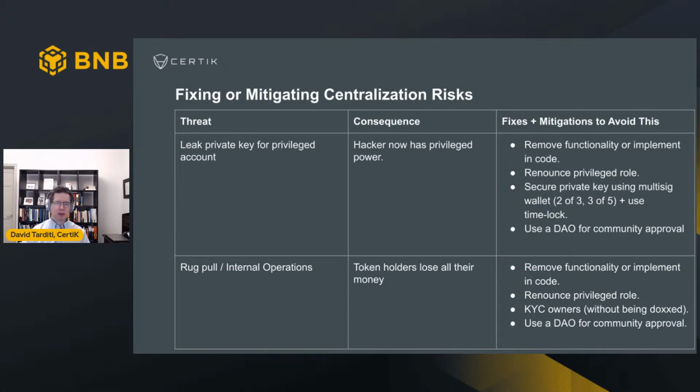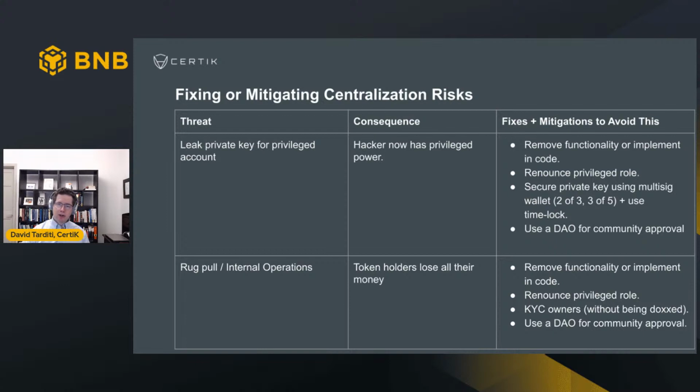So this is just a sample of some of the kinds of things that you might see. One threat is there's a leak of the private key for the privileged account. The consequence of this is that the hacker now has privileged power. So how do you fix or mitigate this? Well, the first thing is you can remove the functionality if it's really not needed. If you do need the functionality, you can implement it in code. If you've already deployed the contract and the functionality is already out there, you could renounce the privilege role.